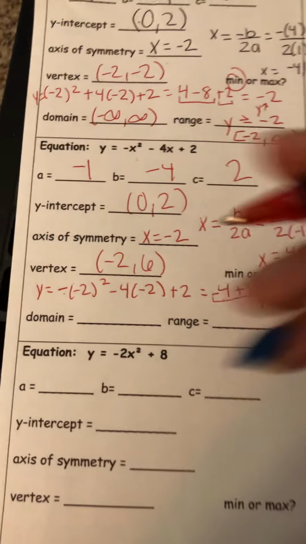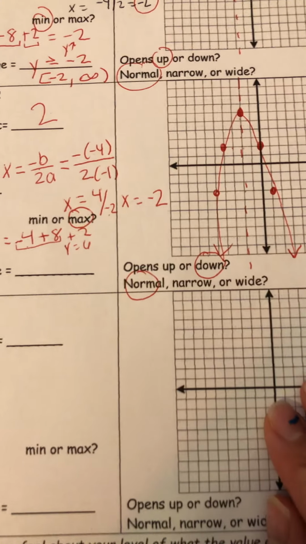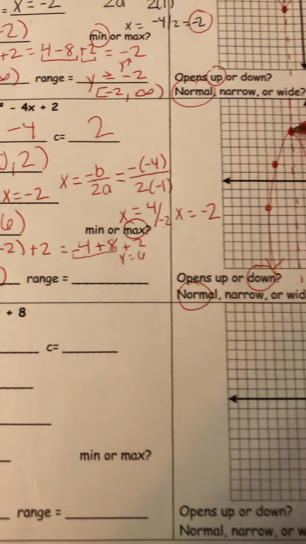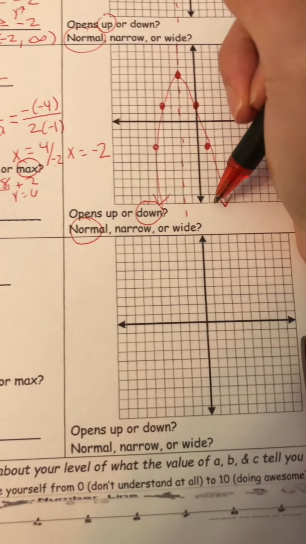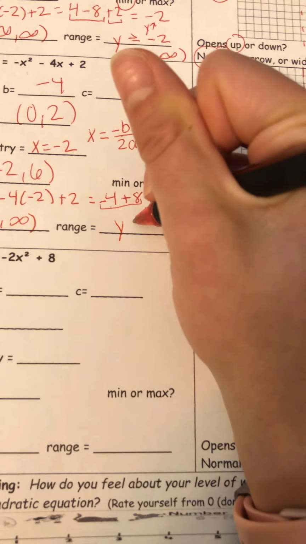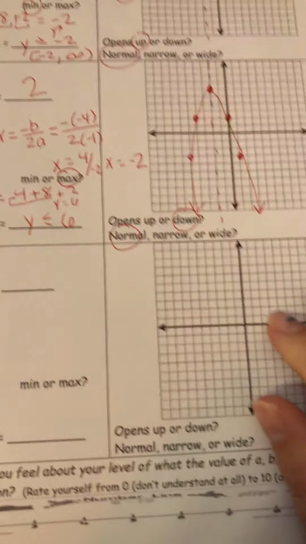My domain is going to be negative infinity, positive infinity. In my range, I've got to look at my y value and everything that y is. The highest that y is is 6, but y is going to decrease. So y can be anything less than or equal to 6.